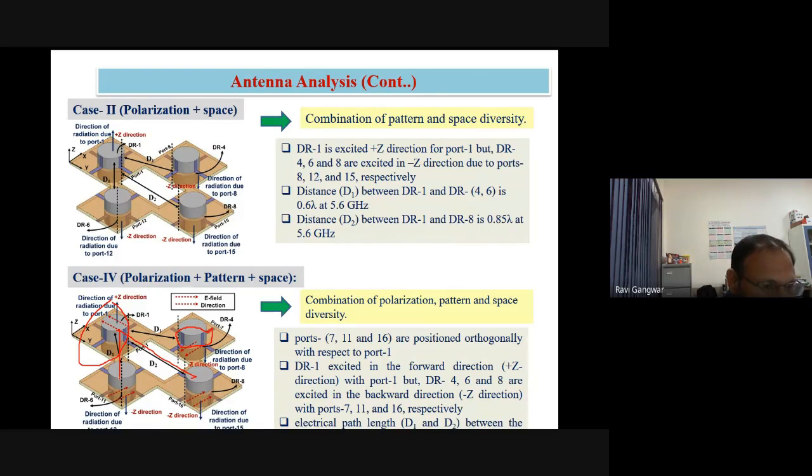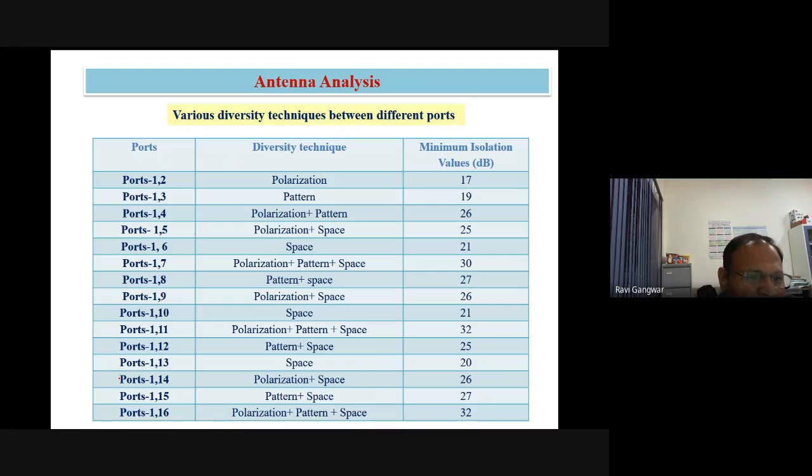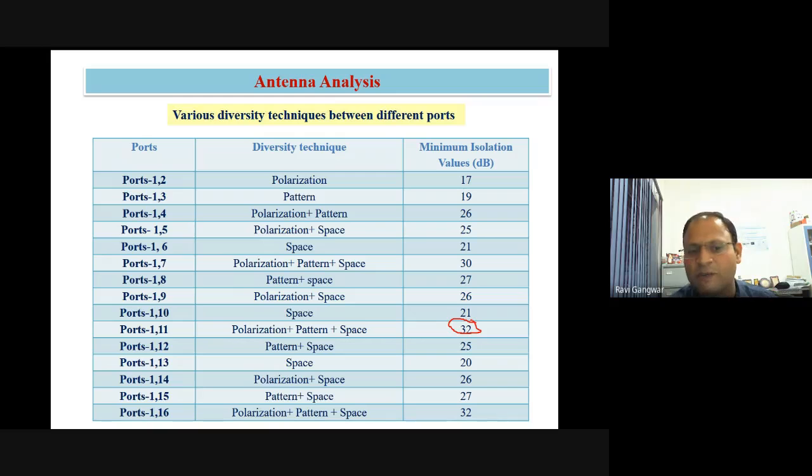Due to this creation of different diversity patterns inside one structure, we get a drastic improvement in the isolation values. When I checked the isolation values, you can see that the maximum isolation we are able to get is 32 dB, in the case where we have the combination of all the different diversity schemes. So in this structure, without applying any isolation improvement techniques, by just arranging the antenna elements differently, we are able to achieve 32 dB isolation. And that is unique in the literature. Without any isolation improvement techniques, this is the maximum value we have achieved.